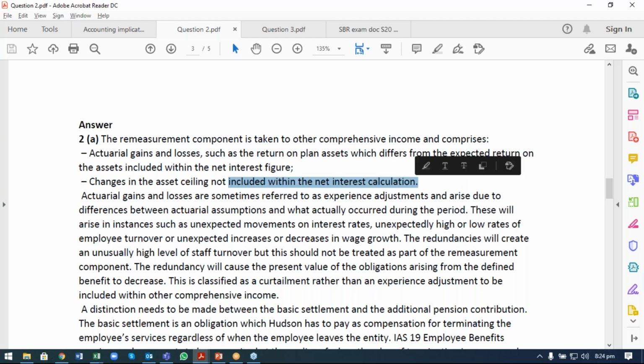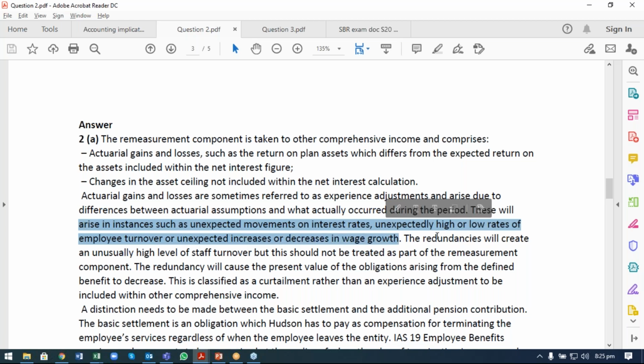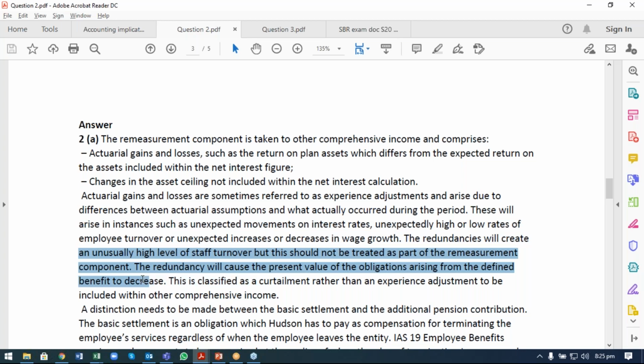Included within the net interest calculation, actuarial gains and losses are sometimes referred to as experience adjustments and arise due to the difference between the actual assumptions and what actually occurs during the period. These will arise in instances such as unexpected movement in interest rates, unexpectedly high or low rates of employee turnover, or unexpected increase or decrease in wage growth. The redundancy will create an unusually high level of staff turnover, but this should not be treated as part of the remeasurement component.